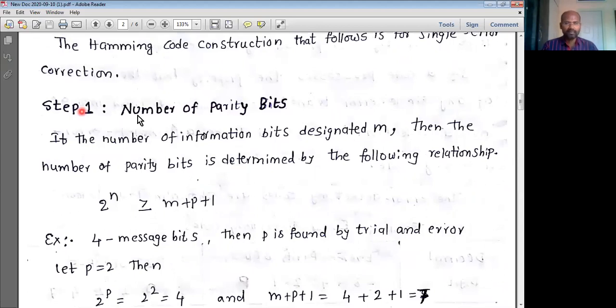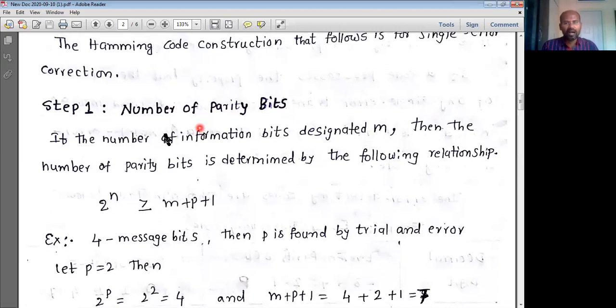Step 1. In step 1, we find out the required number of parity bits. We calculate the number of parity bits. How many parity bits are needed in Hamming codes in order to detect the error and also correct it? In brackets, single bit error. Don't forget this one. This works only for single bit error detection and correction.